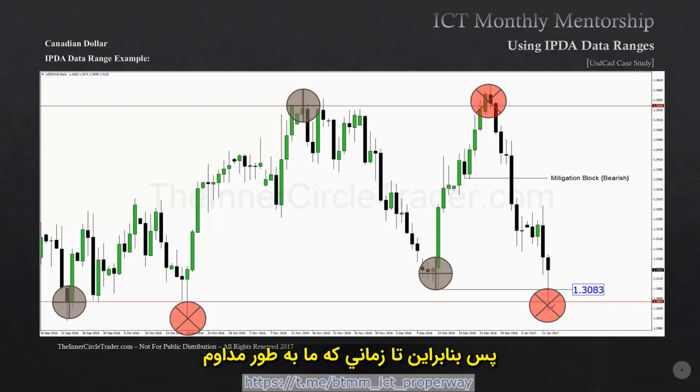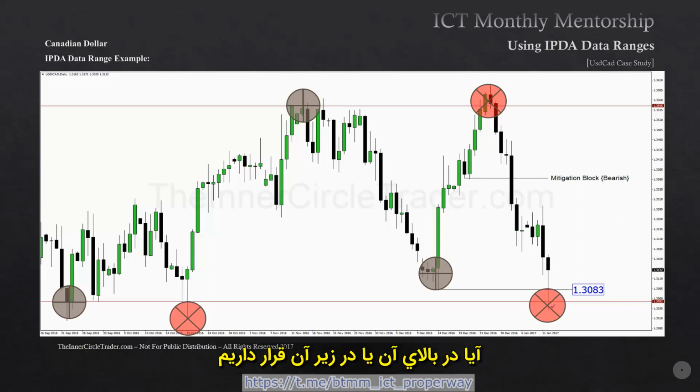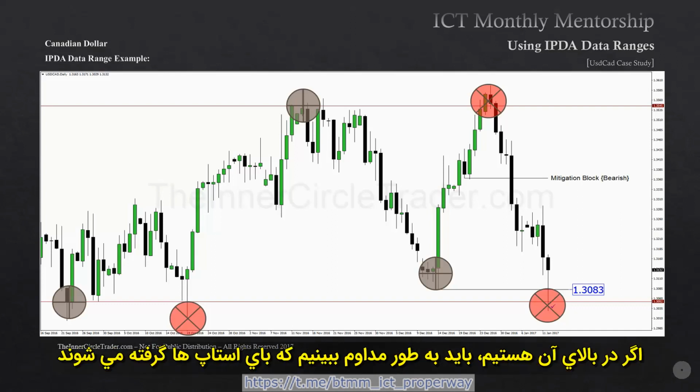So therefore, as long as we continuously see the market making new lows, we keep watching that range of the last 60 days. And where are we in relationship to that? Are we above it or below it? If we're above it, we have to continuously keep seeing buy stops get taken out.